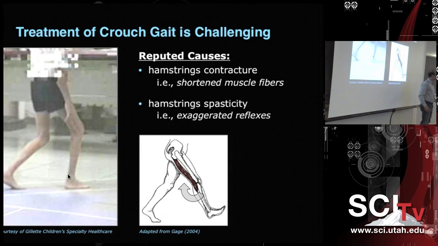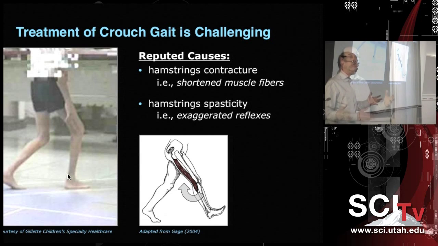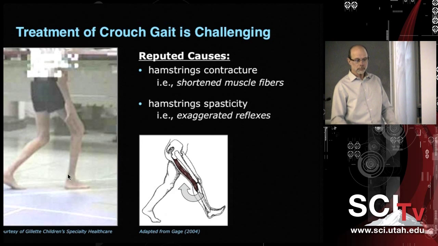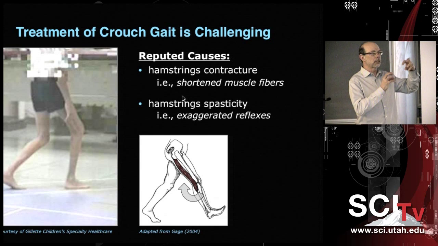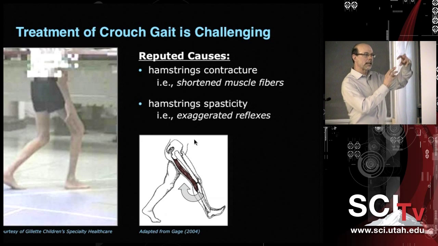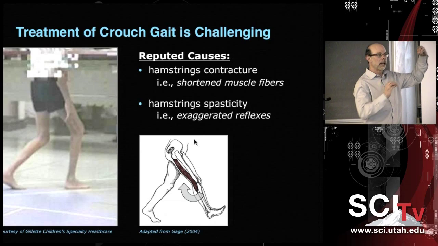It's very inefficient to walk this way. It costs 2 or 3 times the metabolic energy it takes to walk with normal gait. And over time, it usually gets worse as somebody gains weight. And so it's important to try to intervene. It's thought to be caused by either a muscle that is too stiff, so it doesn't achieve the desired length for normal walking, or spastic, that is, it can't lengthen fast enough, and so it catches.